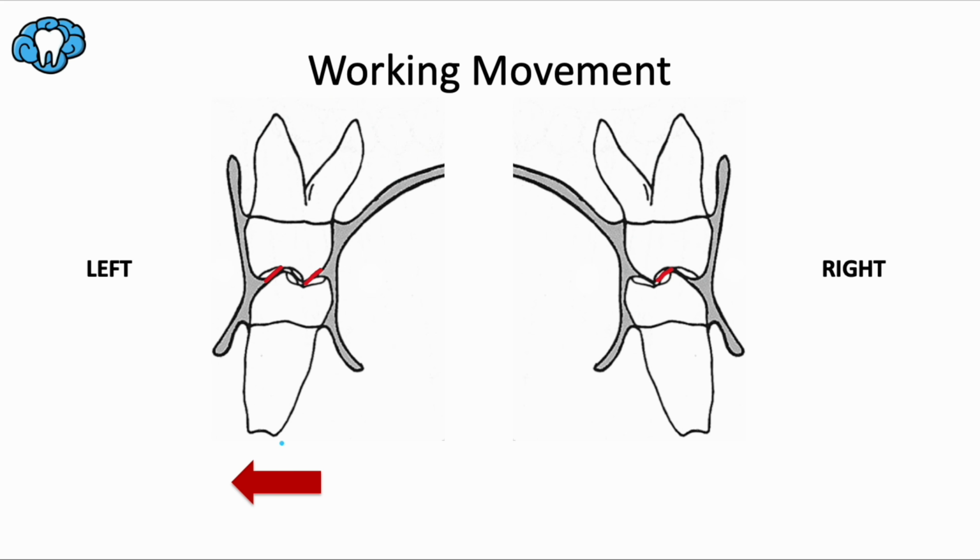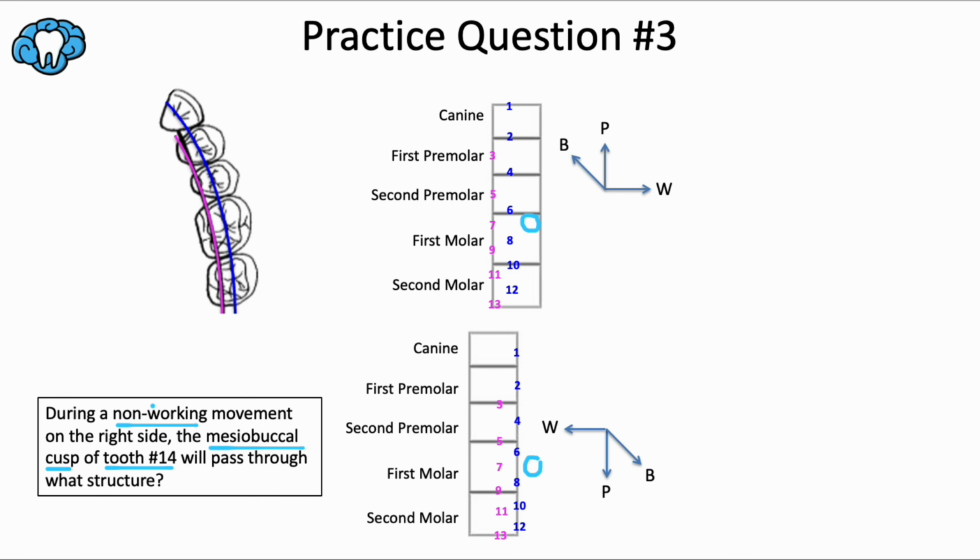So let's go back to this slide for a second. If the mandible is moving to the left, that makes the left side the working side and the right side the non-working side. So if there's a non-working movement on the right side, that's basically the same thing as saying there's a working movement on the left side. And because tooth number 14 is on the patient's left side, that's what we care about. We don't care about what's going on for the right side. We care about what's going on the left side and that it's a working movement.